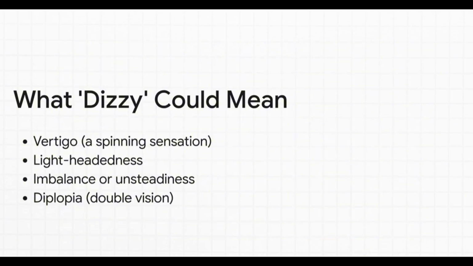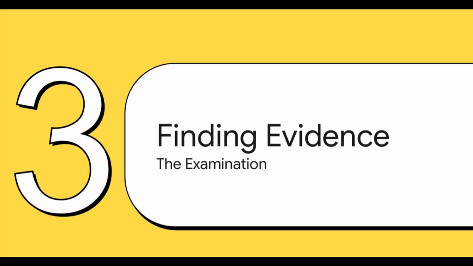Because dizzy could mean vertigo, a real spinning sensation, which points you toward the vestibular system. Or it could be lightheadedness, which makes you think more about circulation. Maybe it's actually imbalance, a problem with steadiness, which points toward the cerebellum. Or they could even be misinterpreting their double vision, diplopia. Each of these answers sends your investigation down a completely different path on the neurologic map. Precision here is everything.